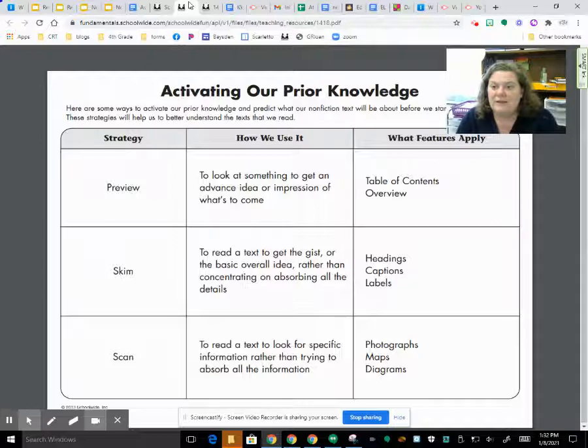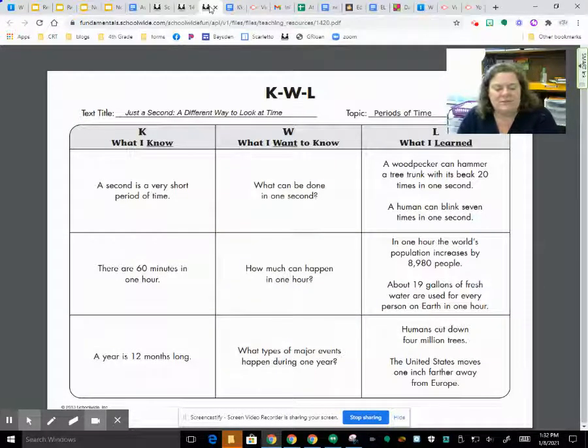So when you're reading your books today, when you go on Epic or when you go to the digital library or when you pull a book off your bookshelf or magazine, I want you to do this. I want you to activate your prior knowledge. Preview, skim, and scan. Second thing we learned today was about asking questions.